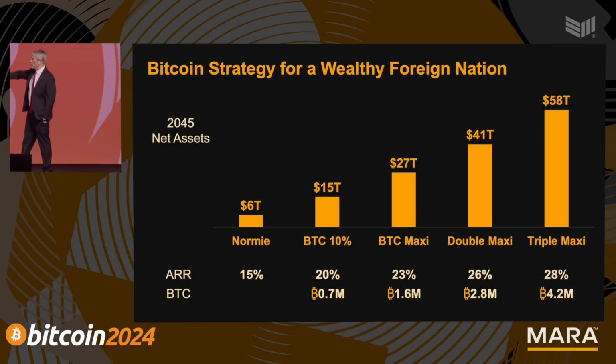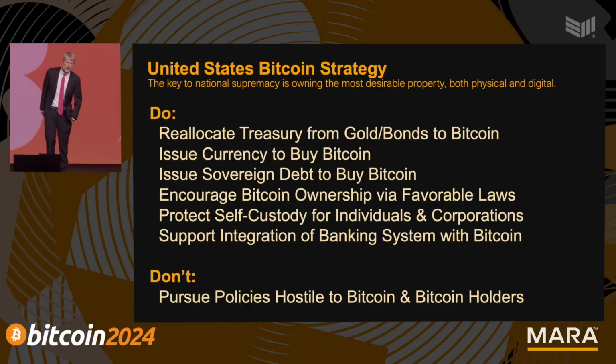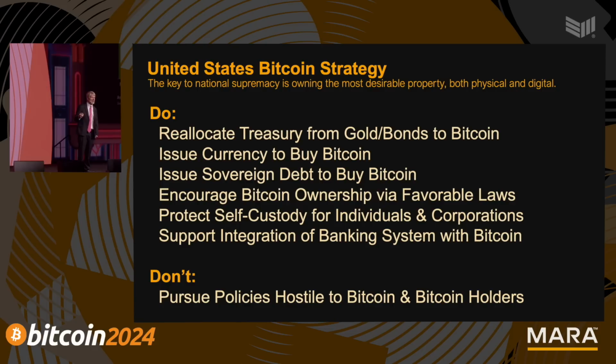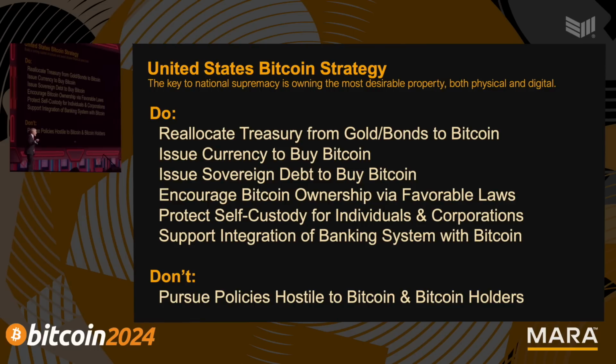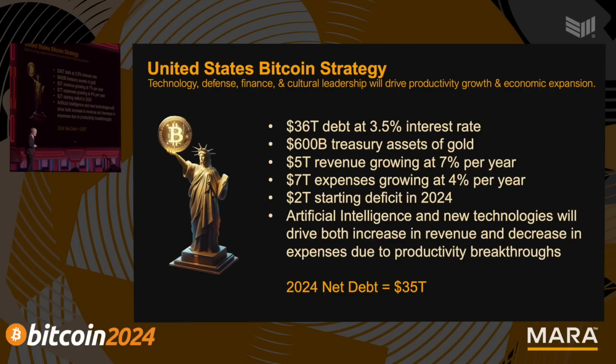And let's look at the U.S. U.S. is a special case. Well, the rules are still the same, right? Buy Bitcoin, sell the paper, get rid of your gold, go long range. And the don'ts are still the same. Don't harass the Bitcoiners. Don't send the industry overseas. Don't send the capital overseas. But what's our base case here?